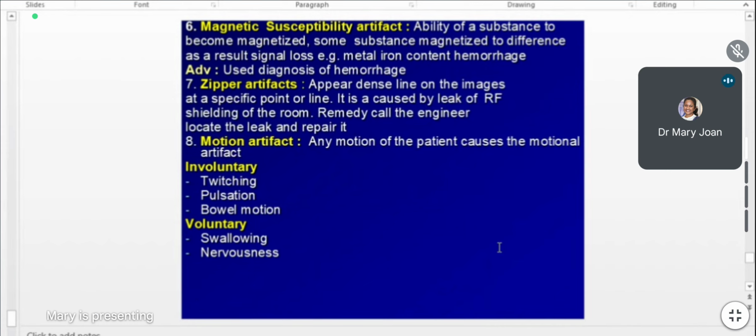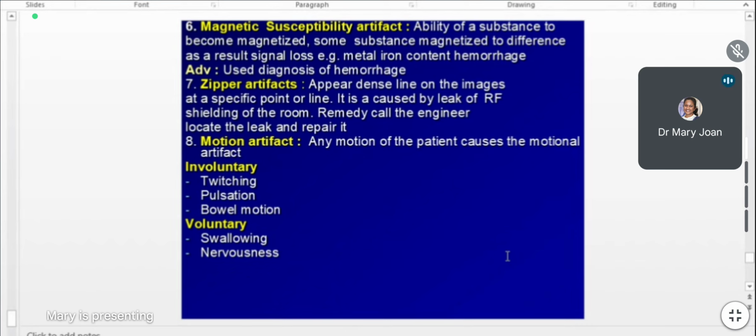Magnetic susceptibility artifact is the ability of a substance to become magnetized. Some substances magnetize differently, and as a result there is signal loss. Examples are metal ion content and hemorrhage. So the advice is to use it for diagnosis of hemorrhage.